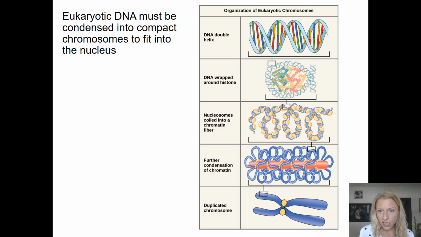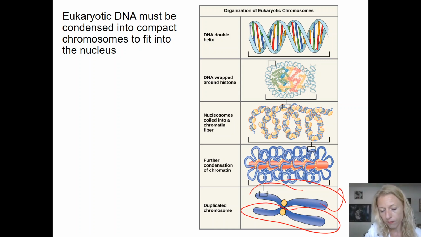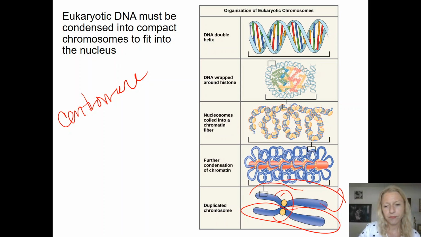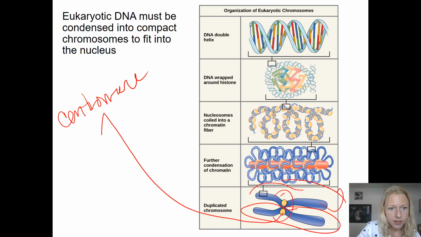So, organization of a chromosome. At its largest, we have a duplicated chromosome. So we have one chromosome here and one chromosome here, and they are joined at the centromere. This is the centromere. If we unwind that, we have what we refer to as chromatin. And then if we further unwind that, we have what are called nucleosomes that are coiled into chromatin fiber.